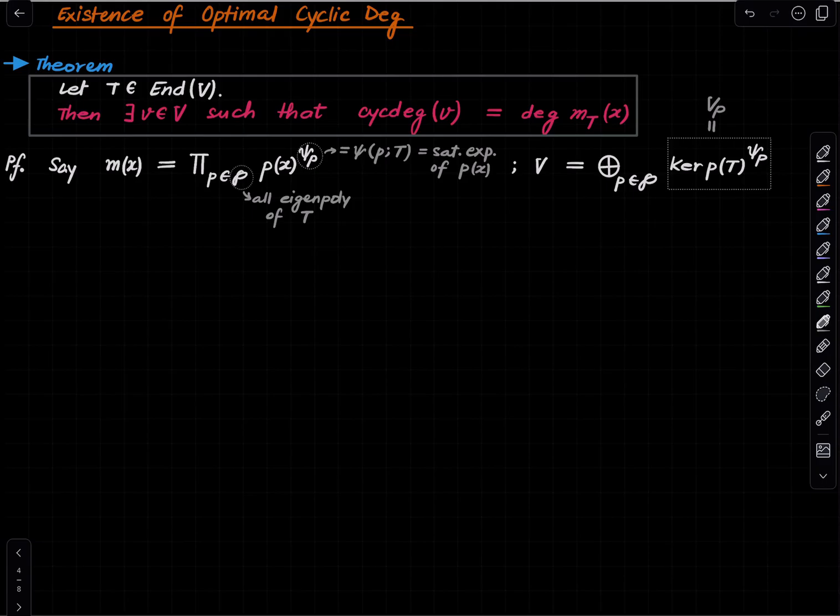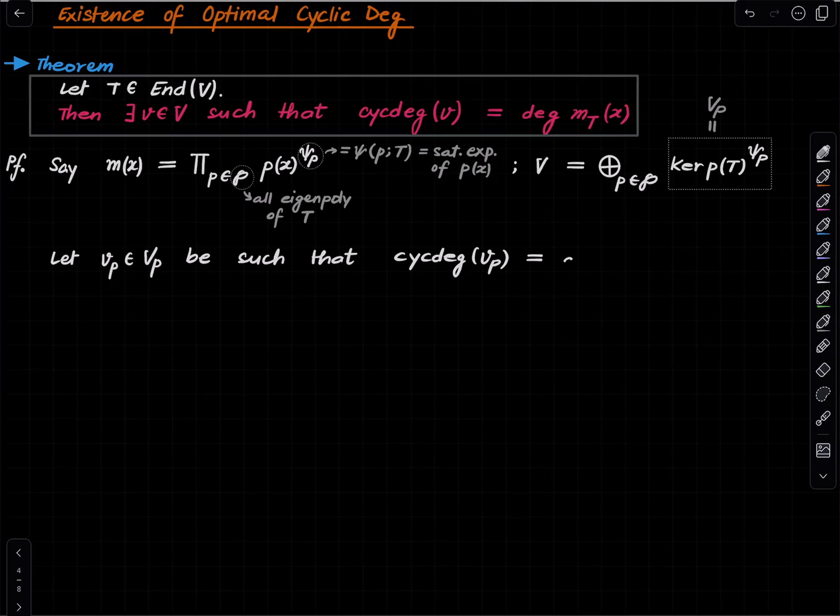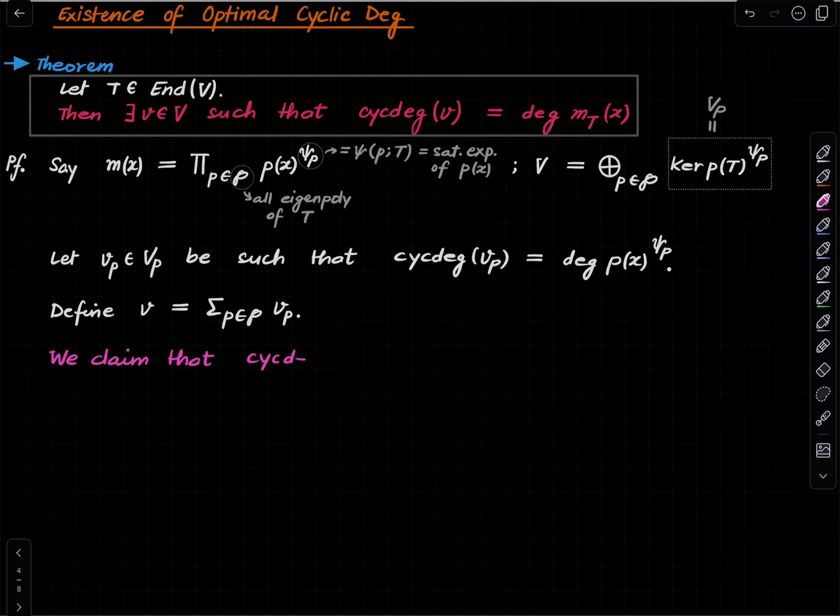Okay, so far we haven't done anything. So now, by the previous lemma, let little vp be chosen in capital VP such that the cyclic degree of vp is the maximum possible amongst all members of VP. That is, it is the degree of, sorry, what am I writing? Degree of p(x) to the power psi p. Okay, this is by the previous lemma. We can do this and define v as the sum of all of these vp. Okay, and we will show that the cyclic degree of v is the same as the degree of the minimal polynomial of T. Okay, and that will finish our proof.